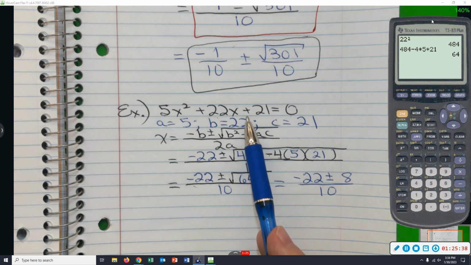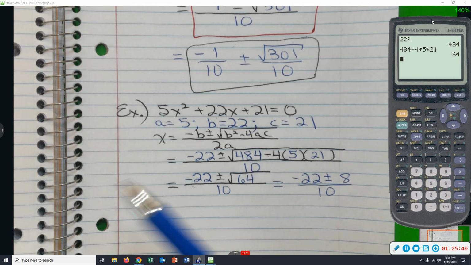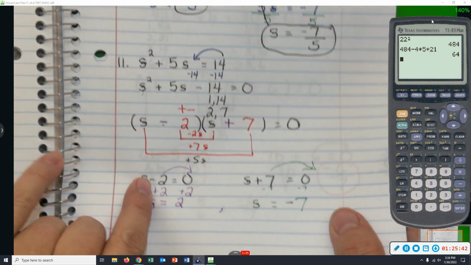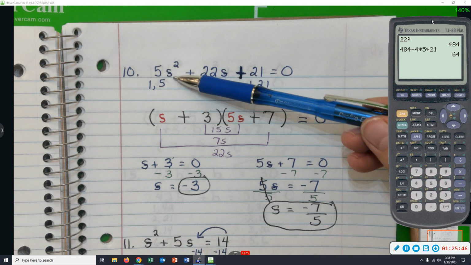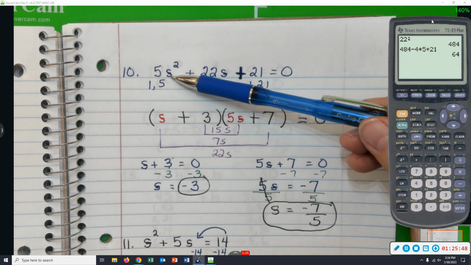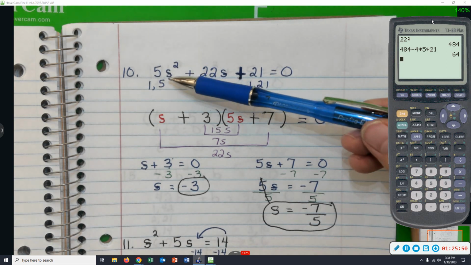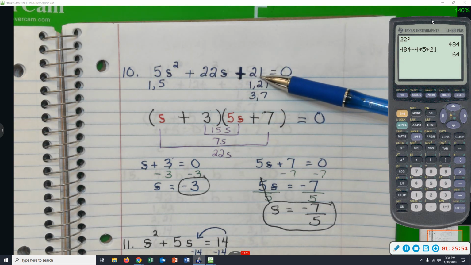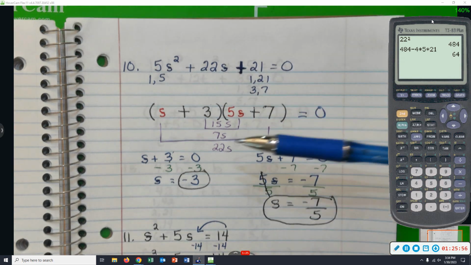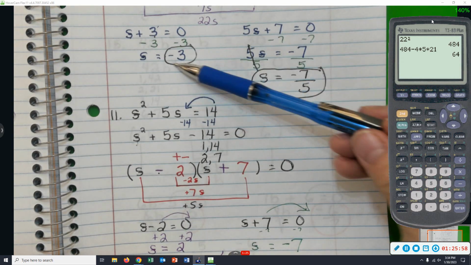This problem is one that we did the last time. There was one that had that variable s, remember? And we said if we ruled the world, the first thing we'd do is get rid of all variables except for x, y, and z. 5x squared plus 22x plus 21. And we got these two answers right here.